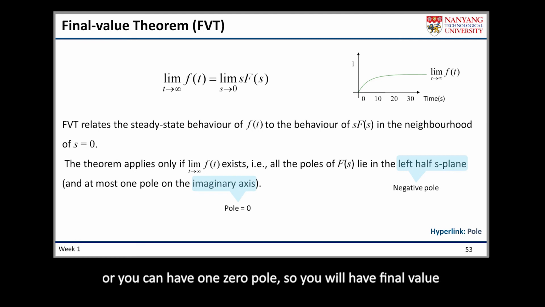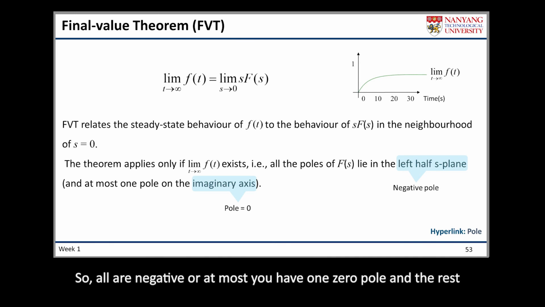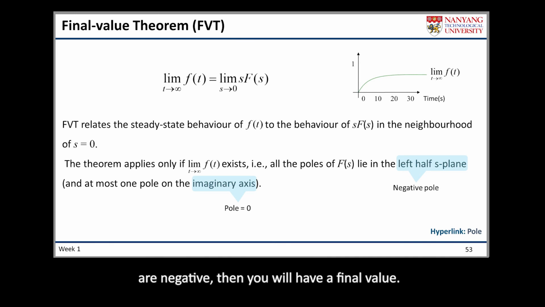Or you can have one zero pole. So you will have a final value only if all of the poles are negative, or at most you have one zero pole. If you have two zero poles, then you won't have a final value. So all are negative, or at most you have one zero pole and the rest are negative. Then you will have a final value.